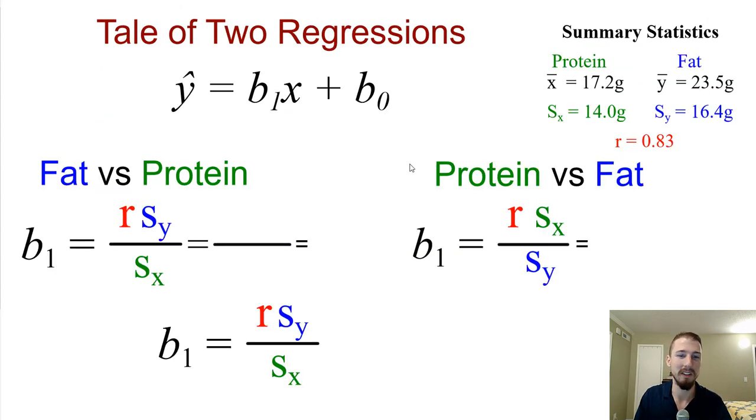Anyway, so, tale of two regressions. If we're going fat versus protein, we're going from the protein to the fat here, and over here we're going from the fat to the protein. The difference between these two is just that we're switching the order of standard deviation y over standard deviation x, and over here, standard deviation x over standard deviation y. So all we're doing is dividing, and the one on the bottom is going to be our explanatory variable. Our response variable will be on the top.